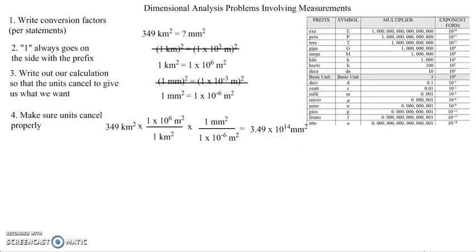Make sure my units cancel out properly. Kilometers squared on the top, kilometers squared on the bottom, meters squared on the top cancels with meters squared on the bottom, leaving me with millimeters squared, which is what I want.